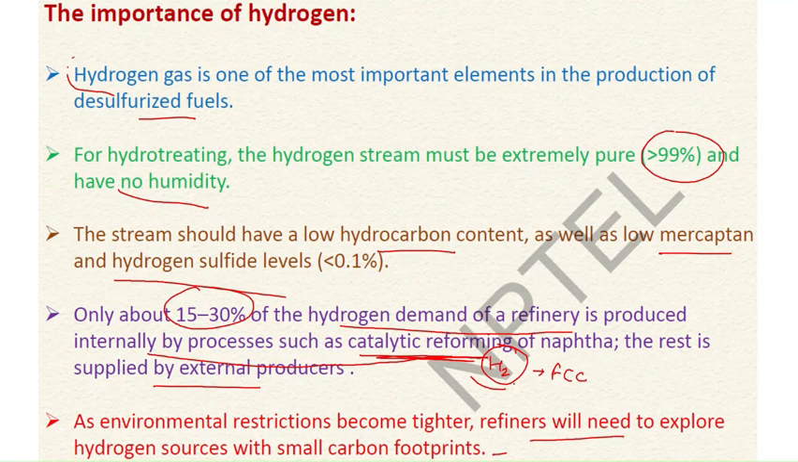But all this hydrogen produced in the refinery is produced with some amount of carbon with it. Therefore, it is not environmentally friendly. So we need to find alternate methods to reduce this carbon footprint and other alternate methods to produce hydrogen, for example, water electrolysis.